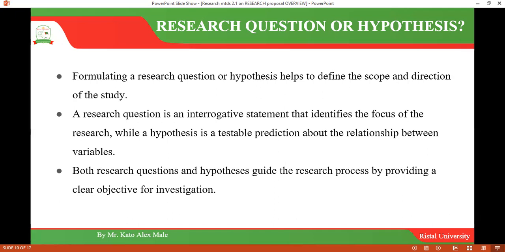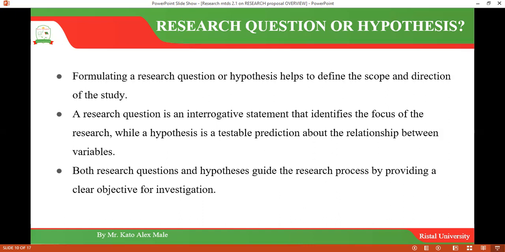Recently, I was giving you examples. The research question states, does smoking cause lung cancer? Does smoking cigarettes cause lung cancer? That is the research question. Then the hypothesis: remember, we have two types, the null hypothesis and the alternative hypothesis. The null hypothesis will say, cigarette smoking does not cause lung cancer. That is the null hypothesis. Then the alternative hypothesis says cigarette smoking causes lung cancer. Remember the question said, does cigarette smoking cause lung cancer?